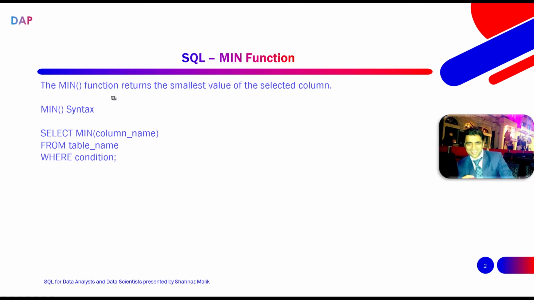Let's first understand what the MIN function does. The MIN function just returns the smallest value of the selected column. If I give any column to the MIN function, it's going to give me the smallest value of that column. The syntax is simple: you take the column, give it to the MIN function, give all that to the SELECT statement, and then you show the table name where the column resides, and then you can give the WHERE condition if necessary.